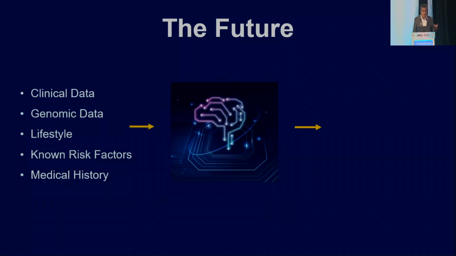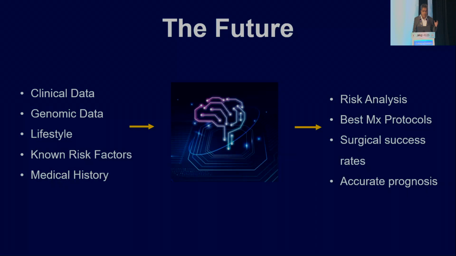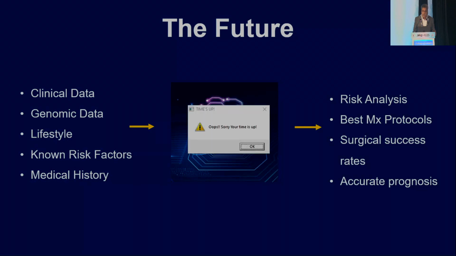If you have a very good electronic medical record and if you collect the correct information in the form of clinical data, genomic data, lifestyle changes, knowing the risk factors, and of course the medical history, we can definitely do the risk analysis, we can find the best management protocols, we can predict the surgical success rate, and also find the accurate prognosis for the patient. Thank you.